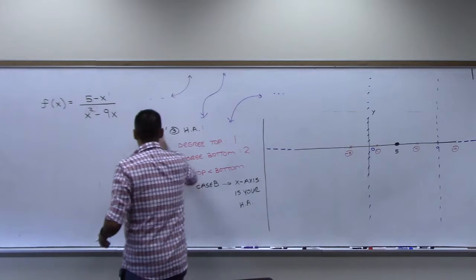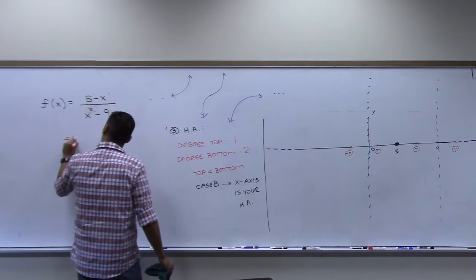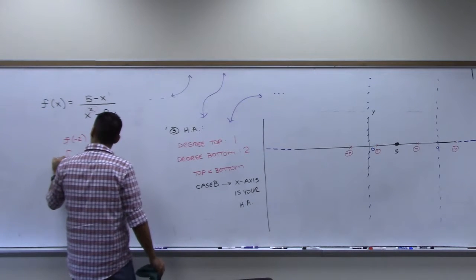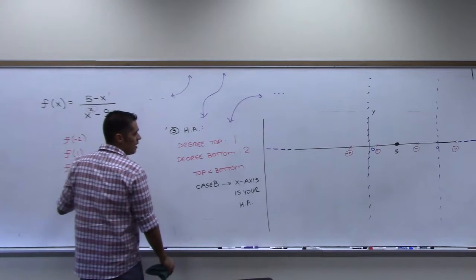And maybe we'll need our calculators for this part. I'm going to say, what's f of -2? What's f of 1? What's f of 7? And what's f of 10?